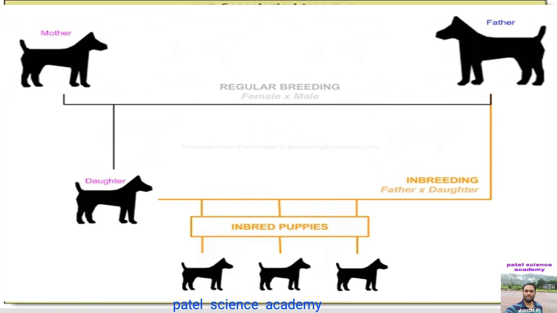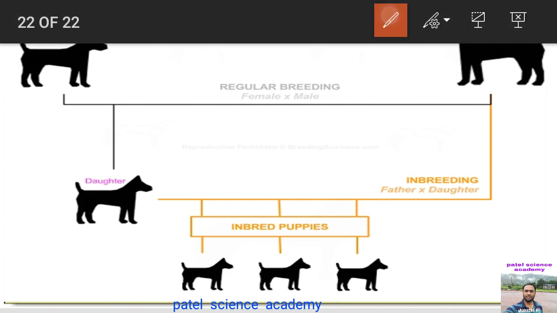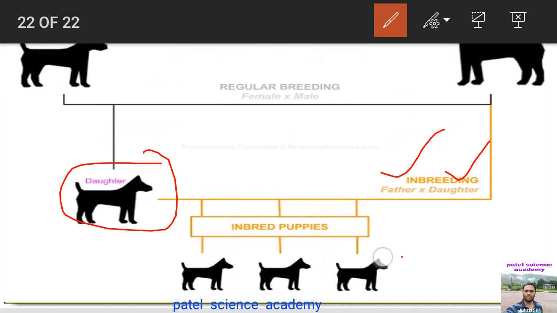You can also see here mother and father. This is their daughter. And the breeding between the father and daughter by the inbreeding process for 4 to 6 generations gives the next progeny, and that progeny is called inbred puppies in this example.